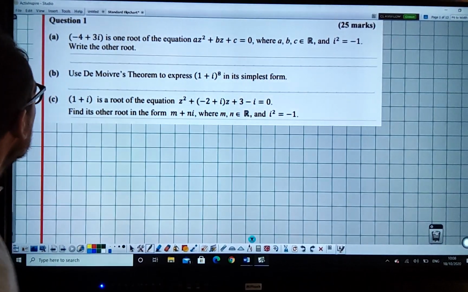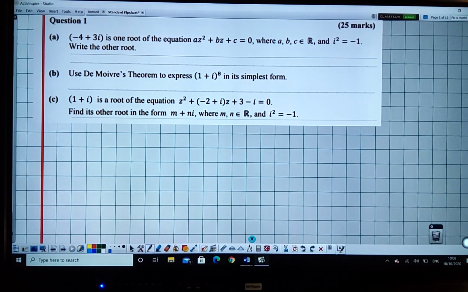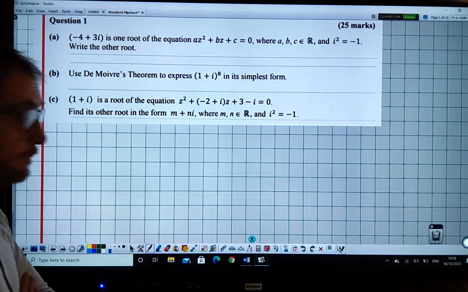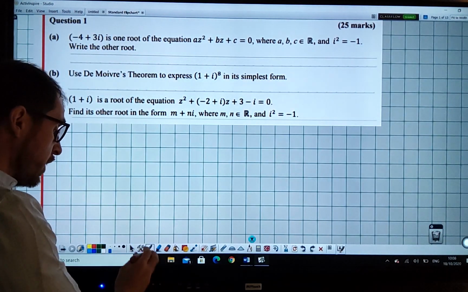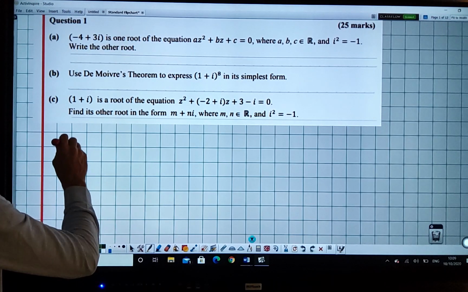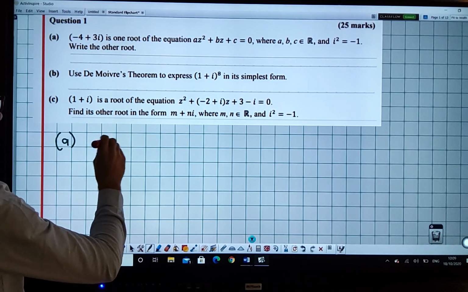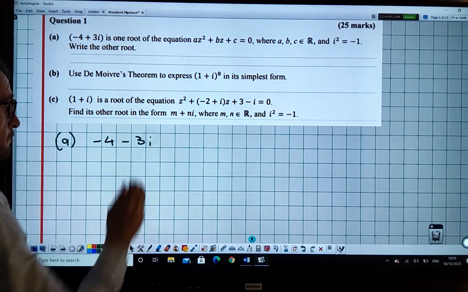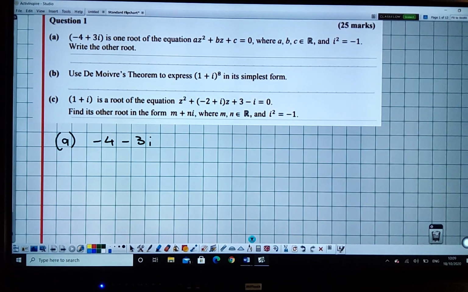You were asked: minus 4 plus 3i is one root of the equation az squared plus bz plus c. Write the other root. We know from the complex conjugate root theorem that if minus 4 plus 3i is a root, then the other root is going to be minus 4 minus 3i. Again, it's fairly straightforward. That was literally just knowing that. You just have to know it, there was nothing else to do with that part, okay? It's 5 marks for that.